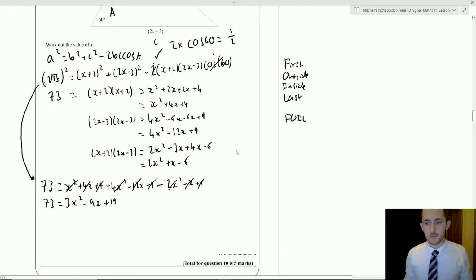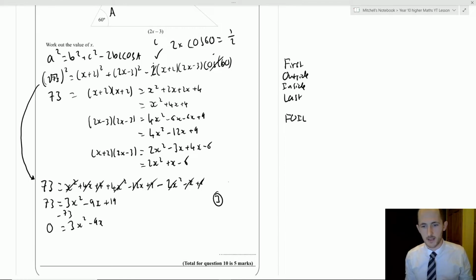You get most of the marks. You actually get up to 3 marks for getting down to here. The other 2 marks are for solving. So I get most of the marks without even answering the question. Okay? But to solve this, we need to make the equation equal 0 on one side. So 0 equals 3x squared minus 9x. And then 19 minus 73 is 54.